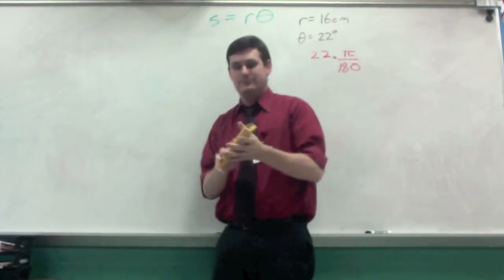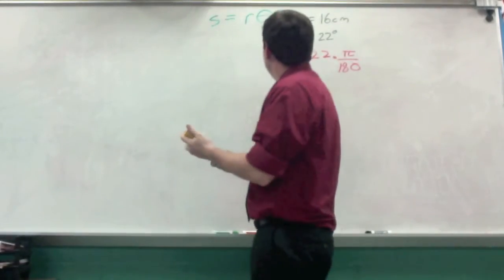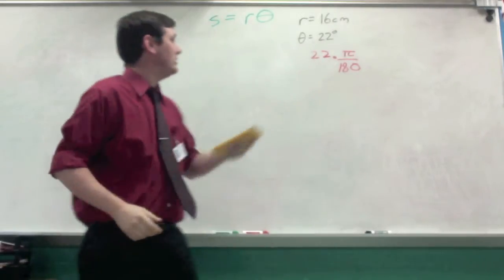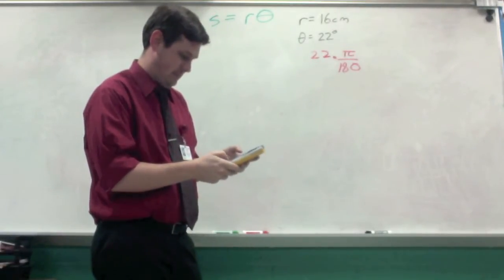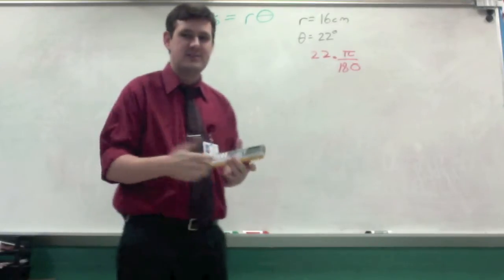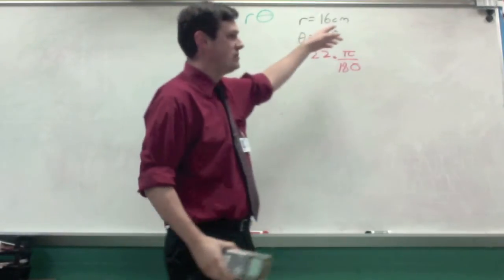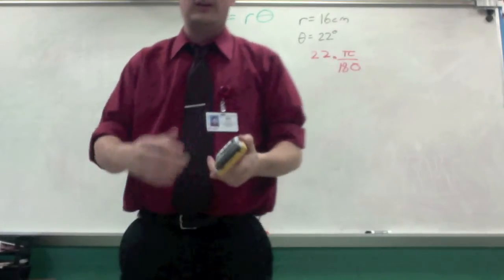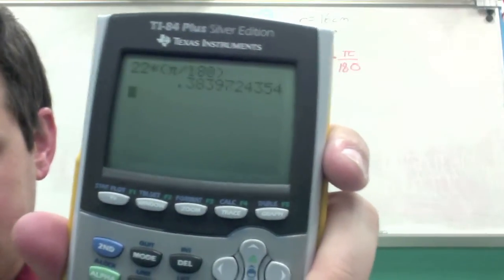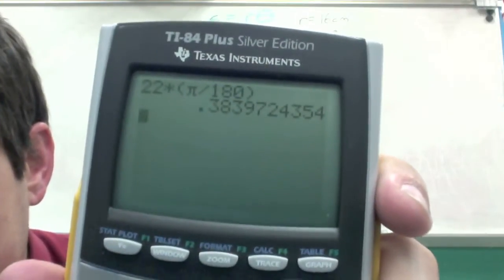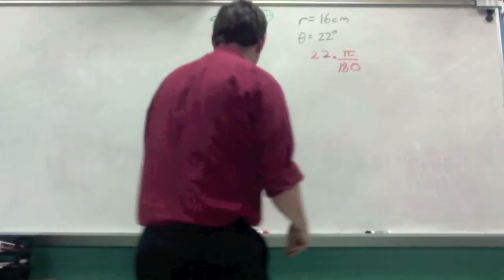Okay, calculator. So I just take the 22 times pi over 180. Because this is a real-world example, because I use centimeters and not just generic units, I know that I'm going to be rounding. So I do it, and I get how many radians? 0.383 radians. So I put in 0.383 radians.